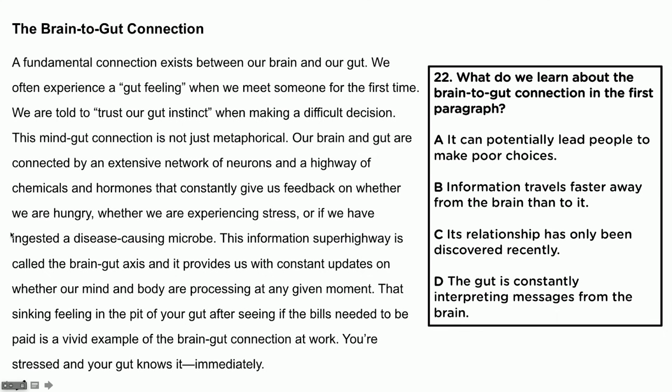We often experience a gut feeling when we meet someone for the first time. We are told to trust our gut instinct when making a difficult decision. This mind-gut connection is not just metaphorical. Our brain and gut are connected by an extensive network of neurons and a highway of chemicals and hormones that constantly give us feedback on whether we are hungry, whether we are experiencing stress, or if we have ingested a disease-causing microbe. This information superhighway is called the brain-gut axis, and it provides us with constant updates on what our mind and body are processing at any given moment.